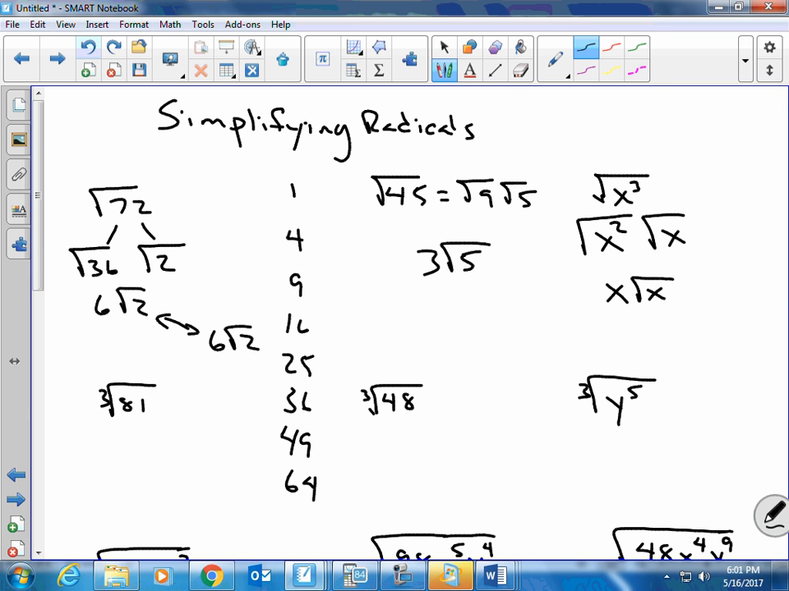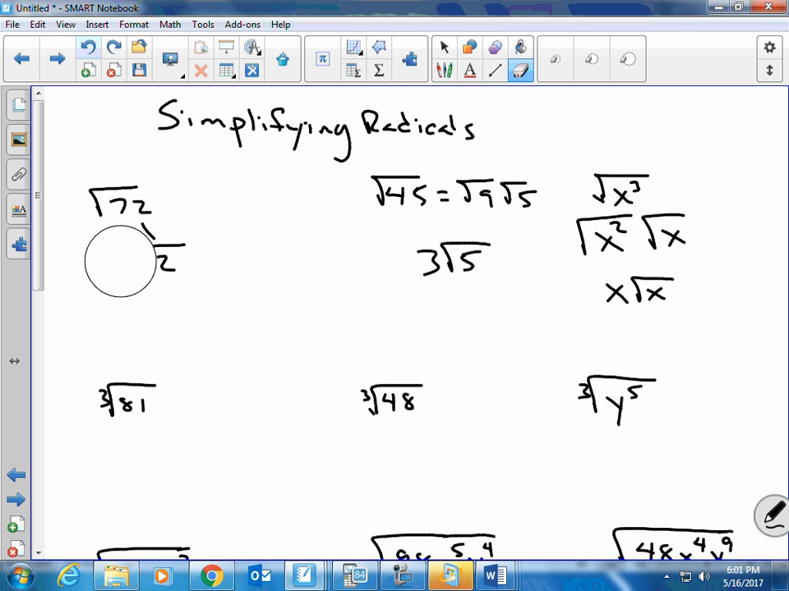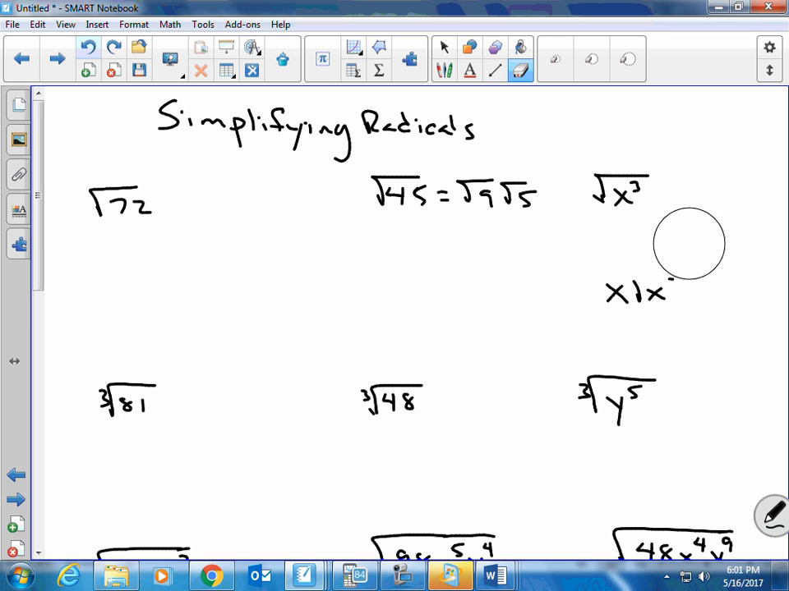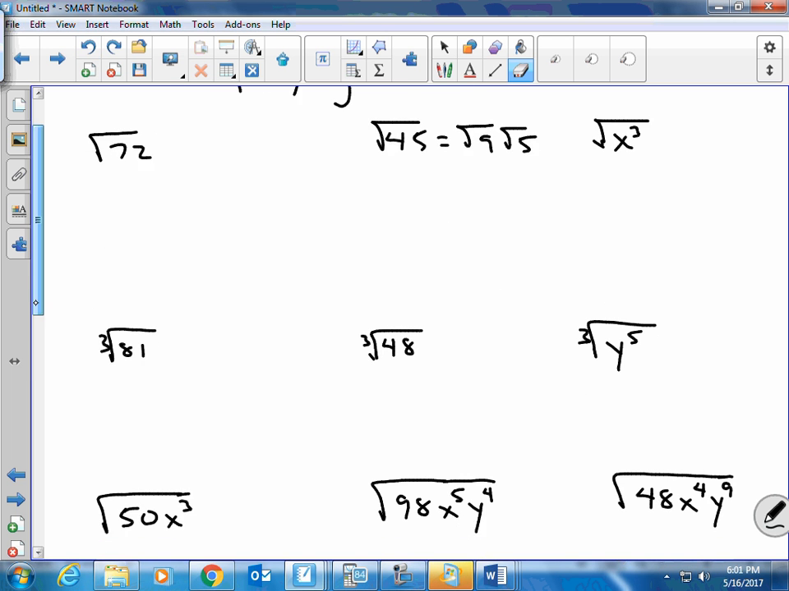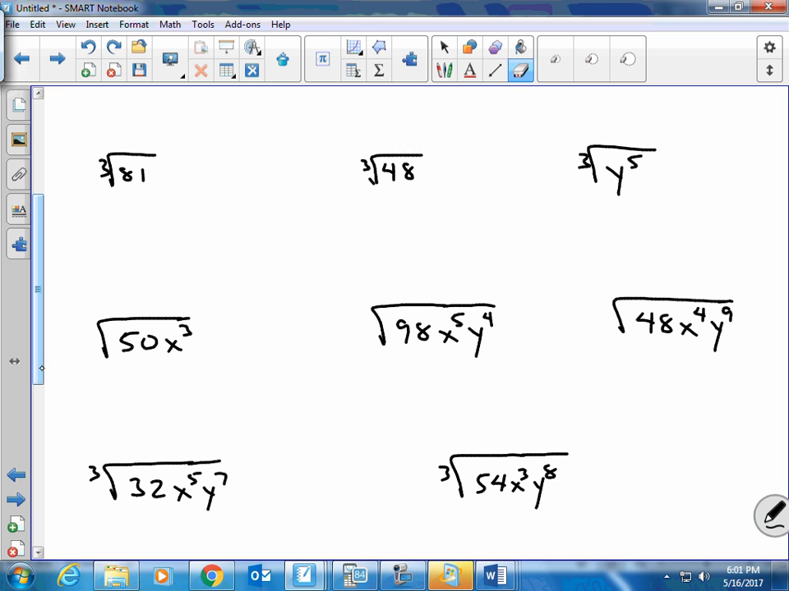All right, what is simplifying a cube root going to look like? Well, now I don't want to look at perfect squares, so I'll get rid of this mess. I now want to look at perfect cubes. Same question applies. How do I break this down now into perfect cubes? So what perfect cube goes into 81?